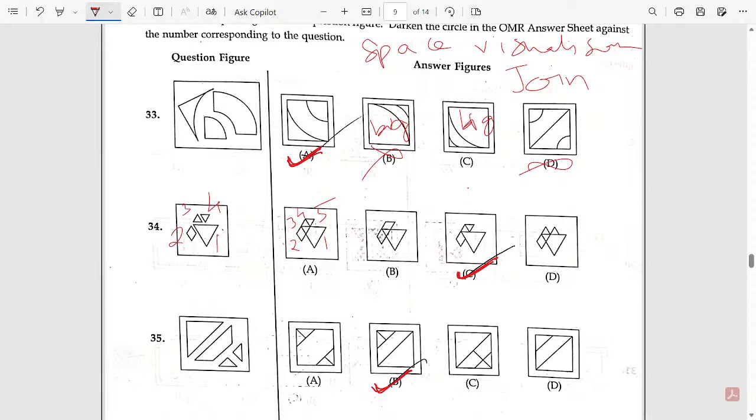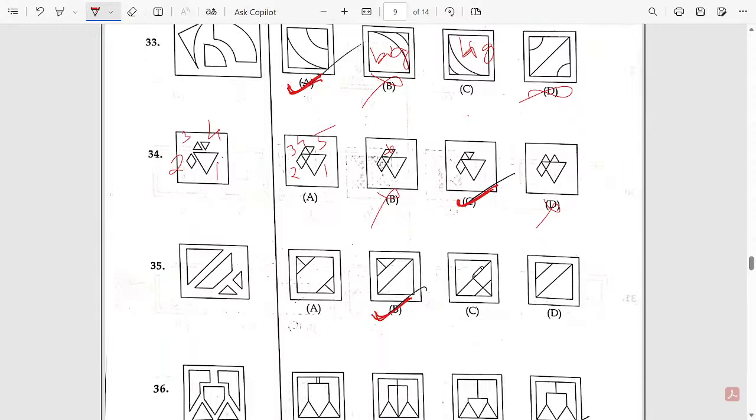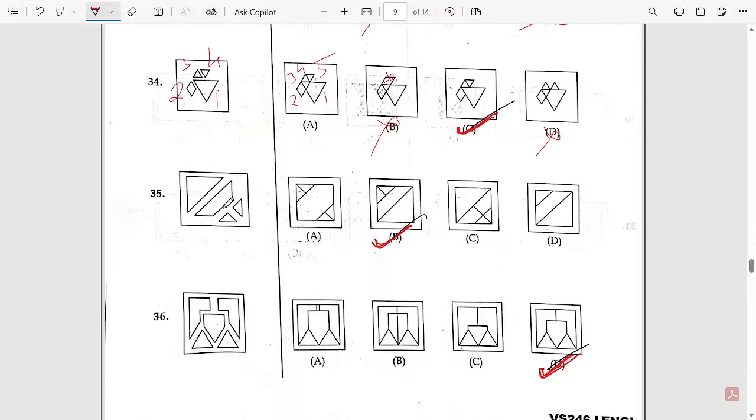B is also not possible because this type of figure is not there. And in D, if you see, there are also 5, so that is why not possible. So only C is the answer for 34. Now question 35. If you join them, it is very easy, directly you will get the answer option B here. And 36, if you join in the same manner, the answer will come as option D.